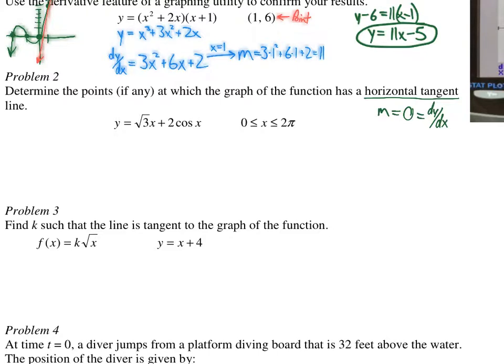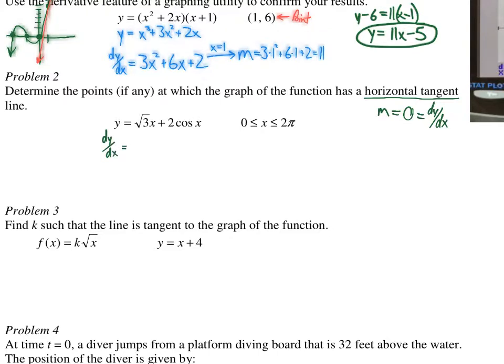Once you recognize that, this should tell you what you need to do. We need to take the derivative and set it equal to 0. And it asks for the points. So once we set it equal to 0 and we solve it, we can find the x coordinates of those points and then use the equation to find the y coordinates. All right? So let's first of all go ahead and find dy dx.